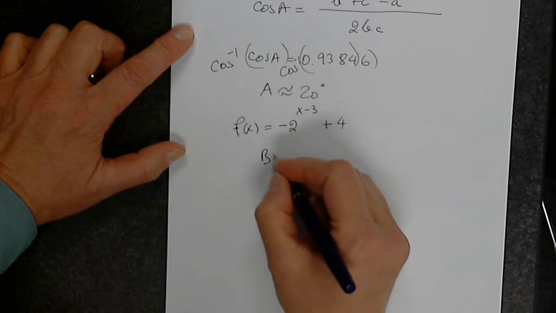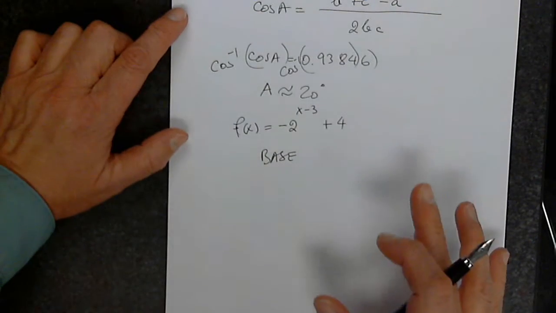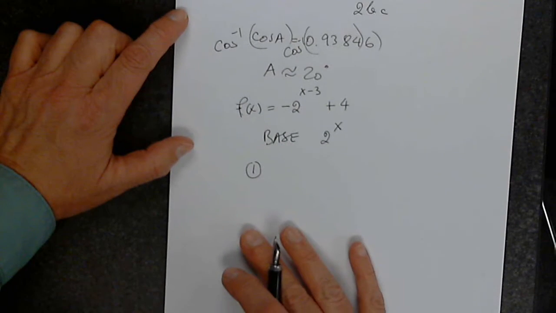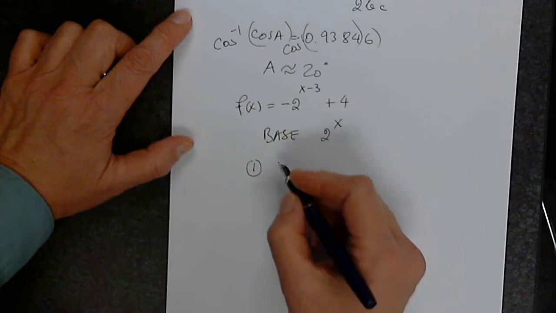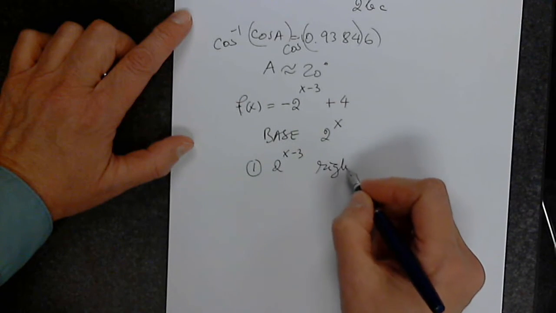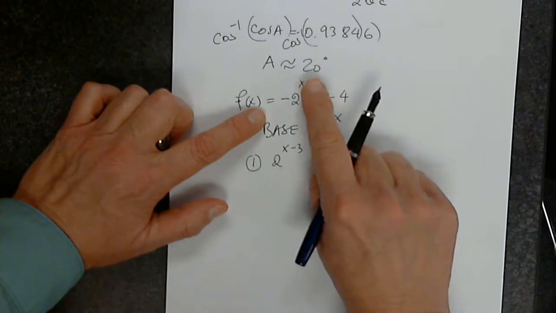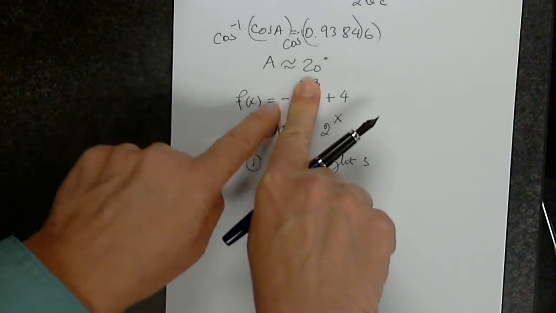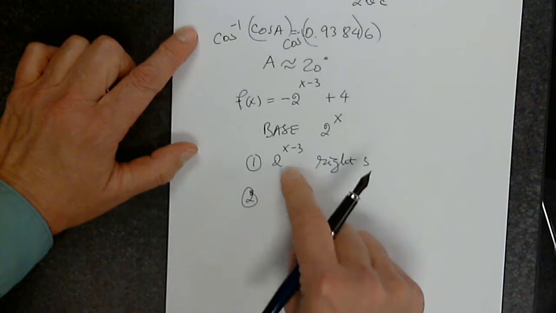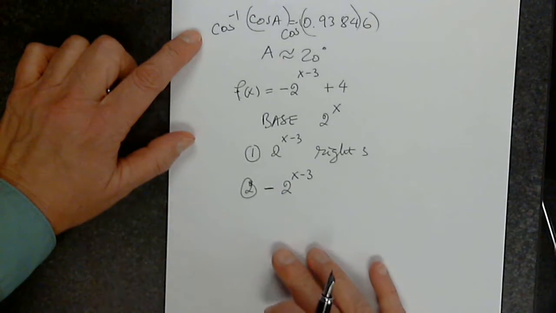So first of all, what is the base function? Which function was it? 2 to the x, indeed. The first transformation on 2 to the x in order of operations will be 2 to the x minus 3, right? Is that okay? Then I'm done with this, so the next step is this. Number 2 is a transformation on number 1, -2 raised to x minus 3.